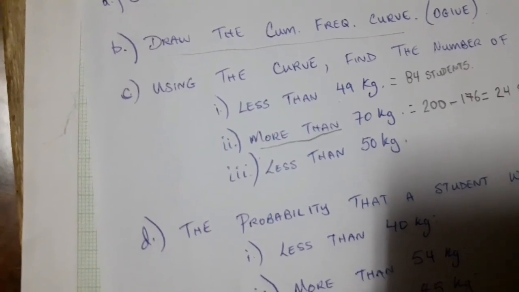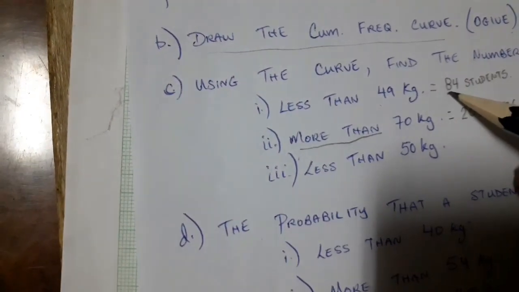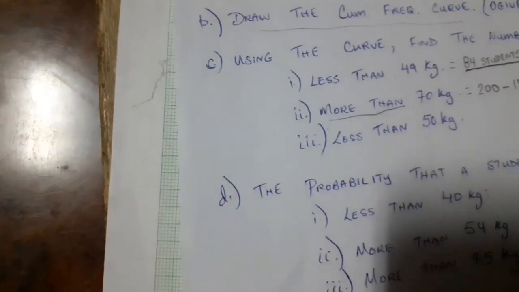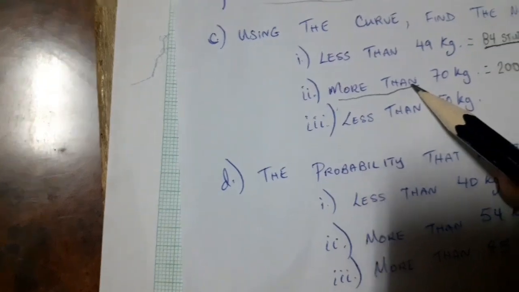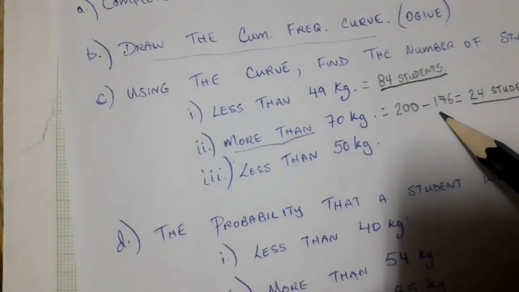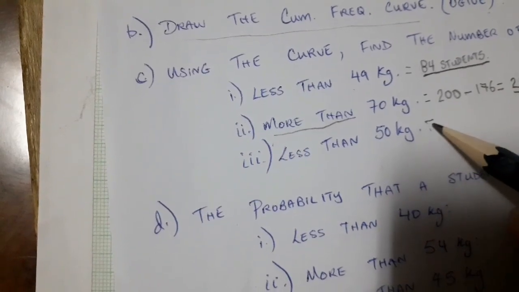Anytime that the question says less than, use the same value from the table. In this case, the curve. That's what we learned. Anytime that the question is more than, make sure that you subtract from the total frequency. Let me work on the last one.